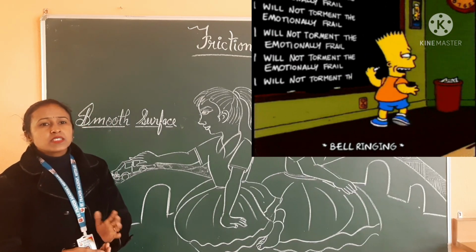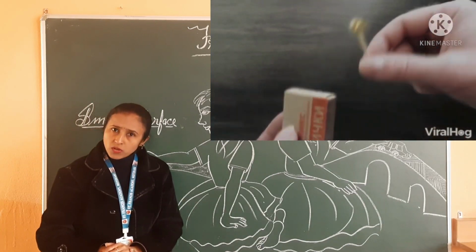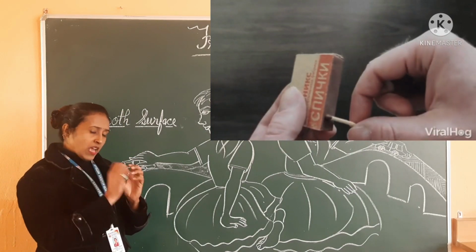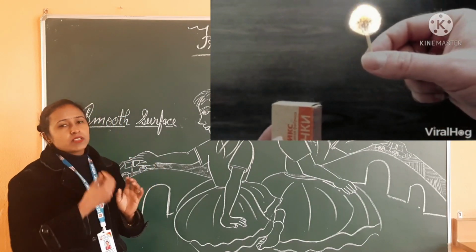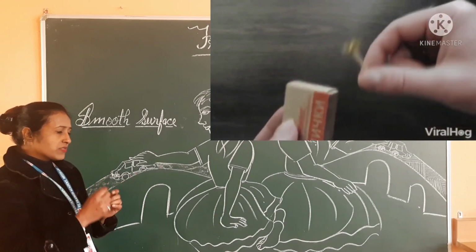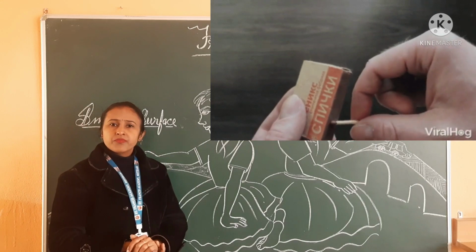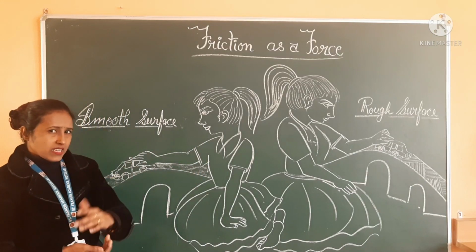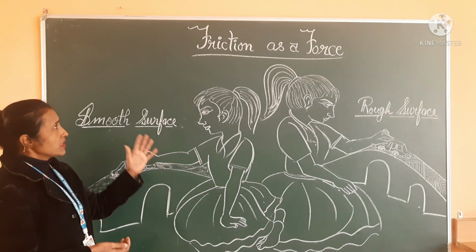We can also say lighting a matchbox. You rub the matchstick on the matchbox, and only then does the matchstick light up. So because of friction, that matchstick lights up. There are several examples in our day-to-day life where we experience this friction.